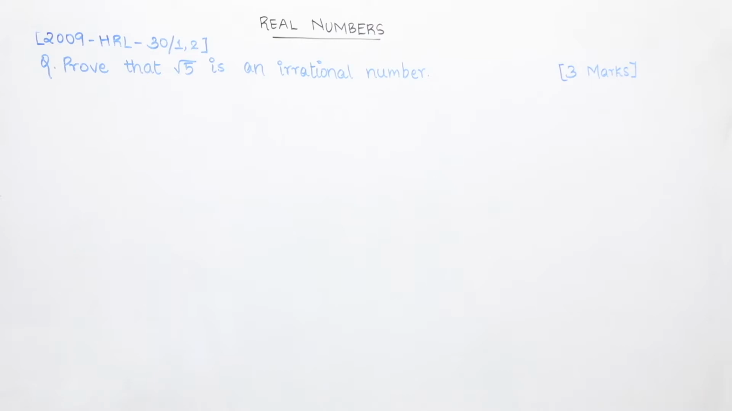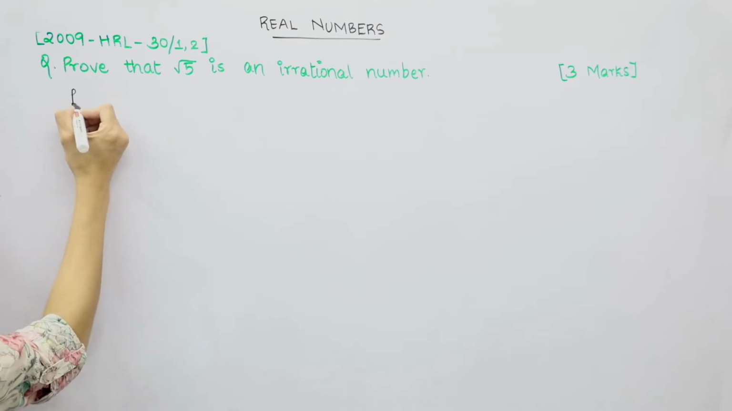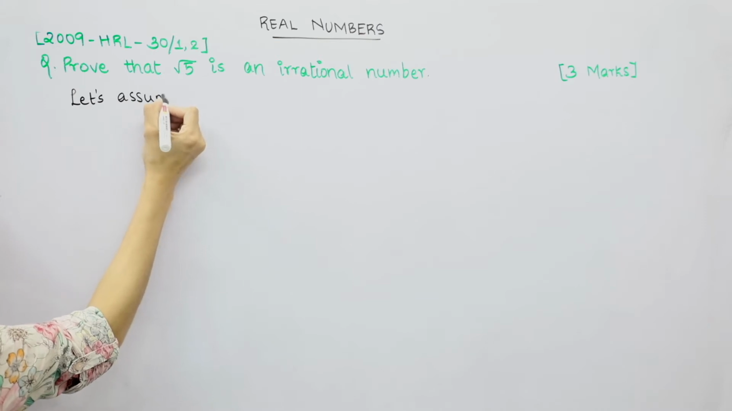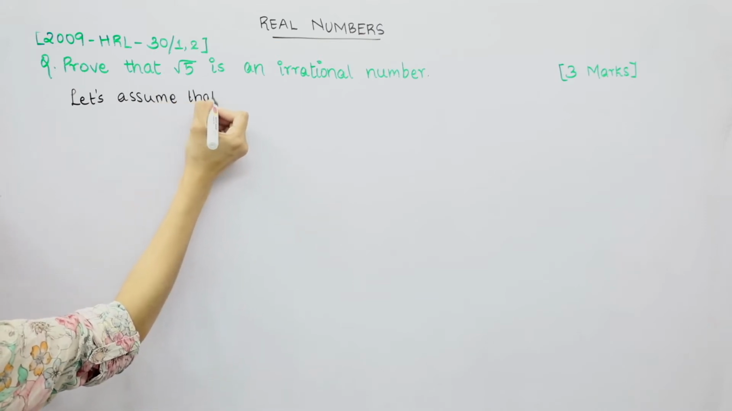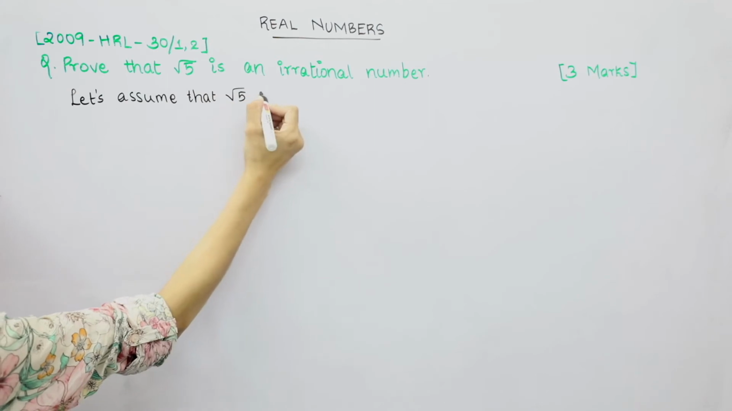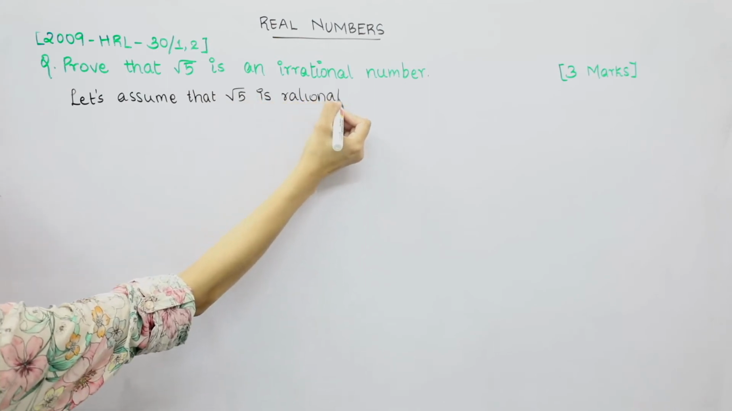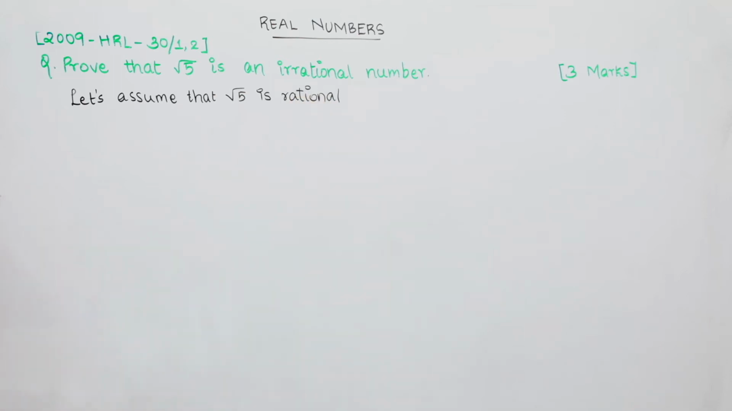In proof by contradiction, we start with the assumption that the statement opposite to the statement to be proved is true. The statement to be proved here is root 5 is an irrational number, so we'll assume the opposite, that is, root 5 is rational. Let's assume that root 5 is rational. All rational numbers can be expressed in the form p by q, where p and q are integers and q not equal to 0.